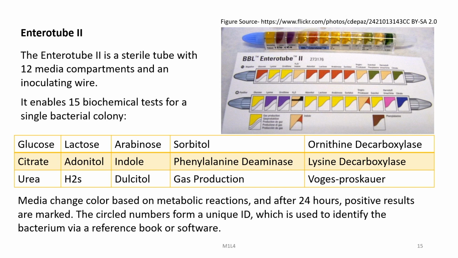So, we can always match these tubes with these color coding leaflets over there. The media would change color based on metabolic reactions, and after 24 hours positive results are marked. The circle numbers form a unique ID which is used to identify the bacterium via a reference book or software.